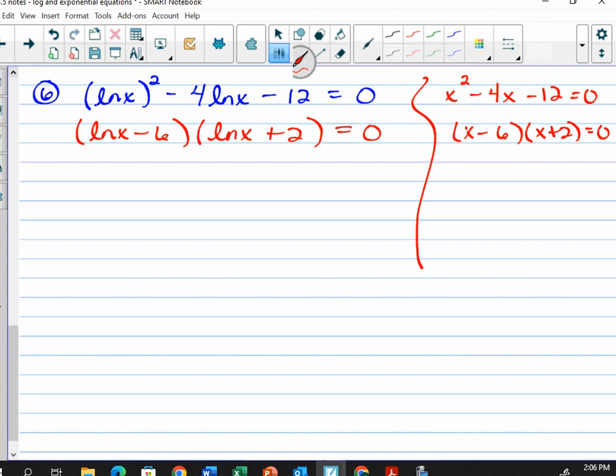All right, from here, you're not done. You haven't gotten to x equals. So we're going to set our factors equal to 0.